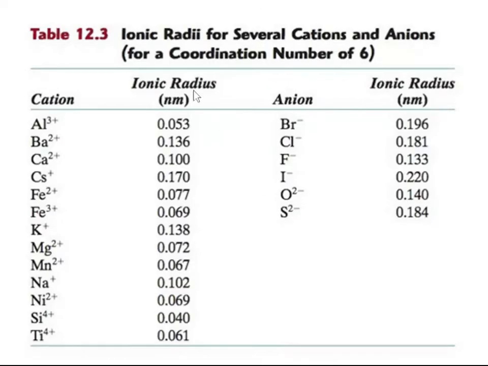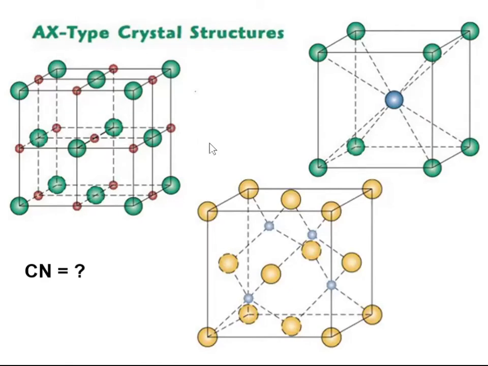The other thing we're going to need is the ionic radii, which is table 12.3 in your text. We're going to be looking today at nickel, 0.069, and oxygen, 0.140. Let's take a look at a couple of different structures based on the coordination that we just set up previously. Take a look at this one over here.